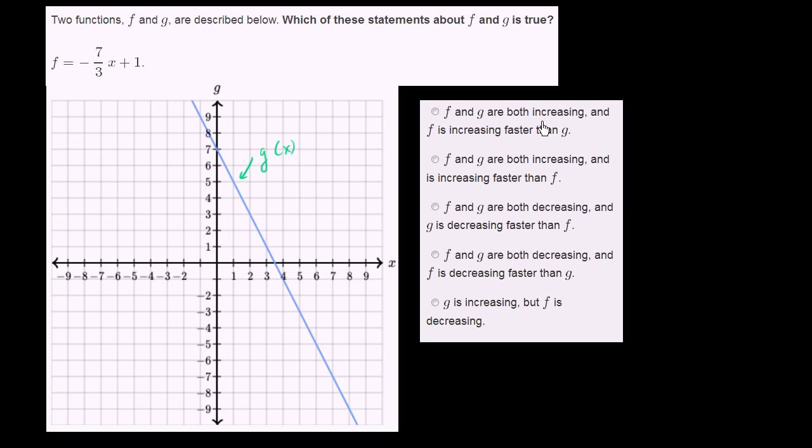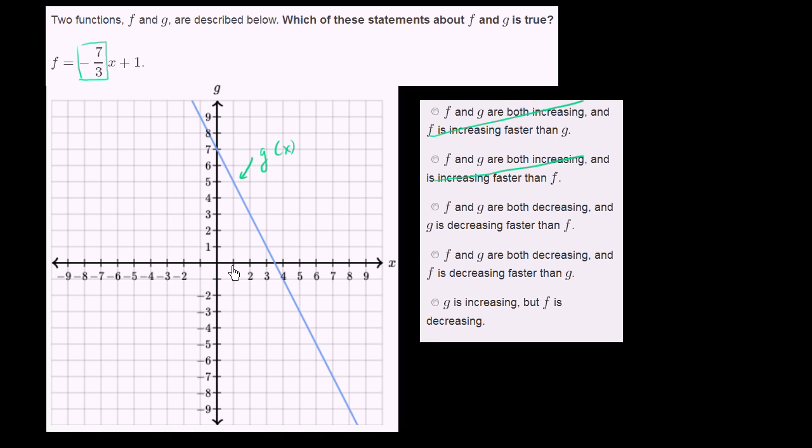F and g are both increasing, and f is increasing faster than g. Well, when I look at g, first of all, g is definitely decreasing, so we already know that that's false. And f is also decreasing. We see here it has a negative slope. Every time we move forward 3 in the x direction, we're going to move down 7 in the vertical direction. So neither of these are increasing, so that's definitely not right. F and g are both increasing. Well, that's definitely not right. So we know that both f and g are decreasing. So this first choice is they're both decreasing, and g is decreasing faster than f.